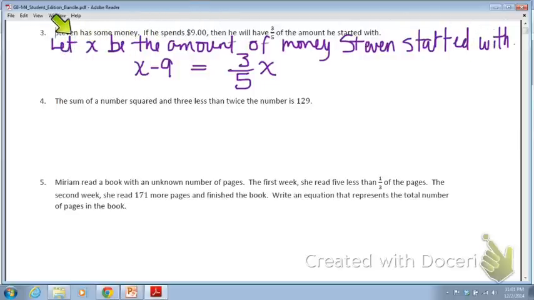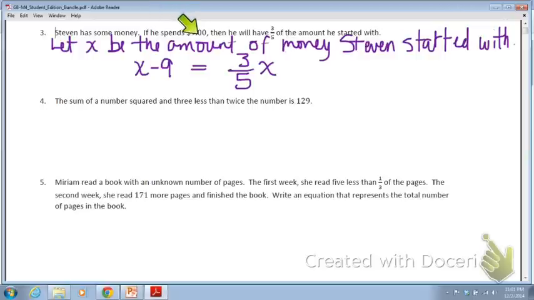Okay, remember, you're always writing this defining of the variable statement because it makes the rest of it make sense. Otherwise, we don't know what it is. So he started with some money. He spent $9. So how can I represent that? Well, it would be X minus 9. He spent $9. He has $9 less.